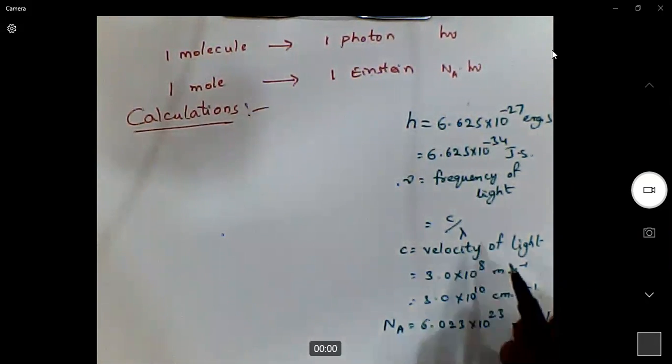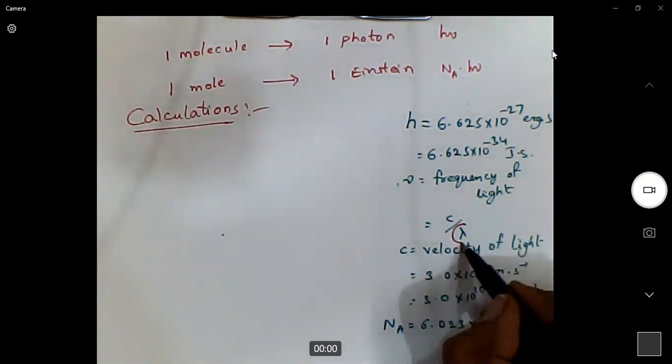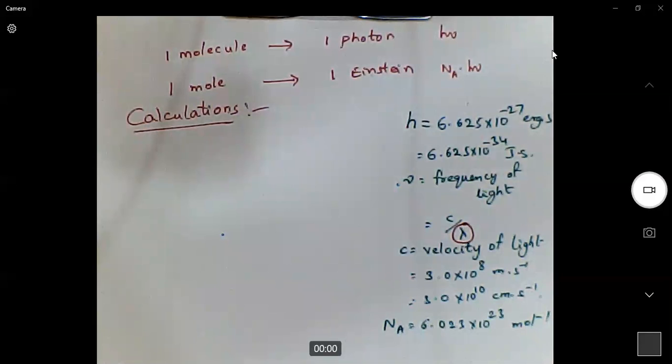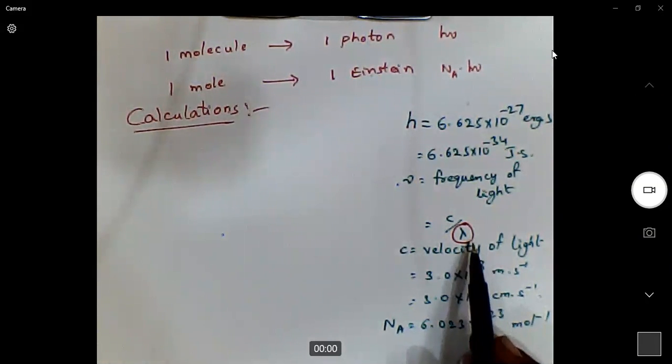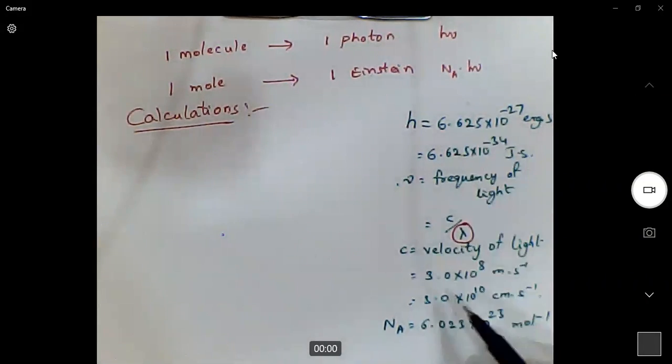Here, the unknown factor is lambda. Lambda is the wavelength of the light. It depends on the light source, so it varies from problem to problem. Lambda is not a fixed value. That is why we are not taking the value of lambda, whereas we are taking all other values, because all other quantities are constants.